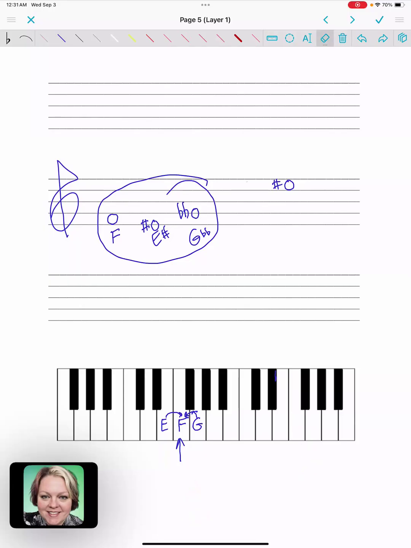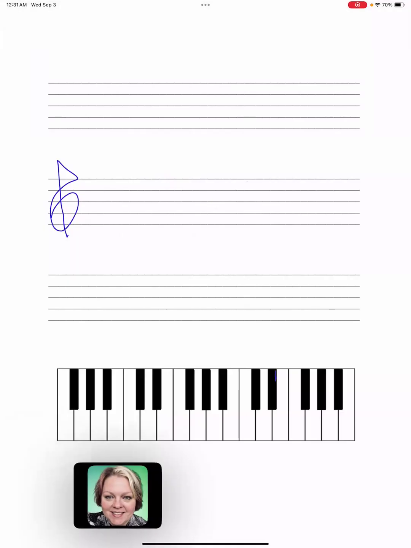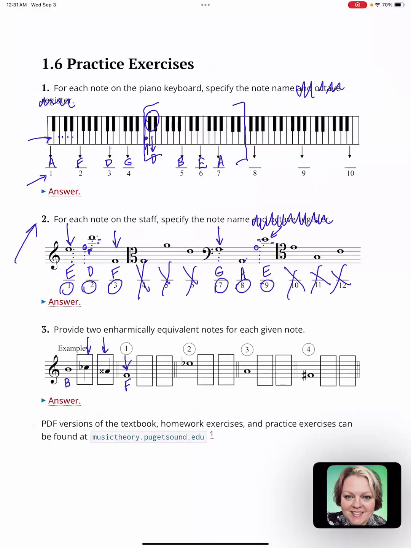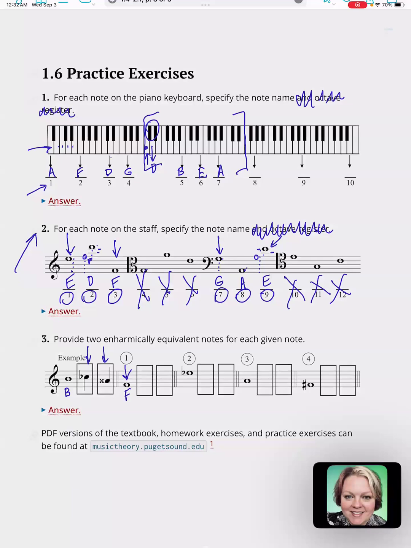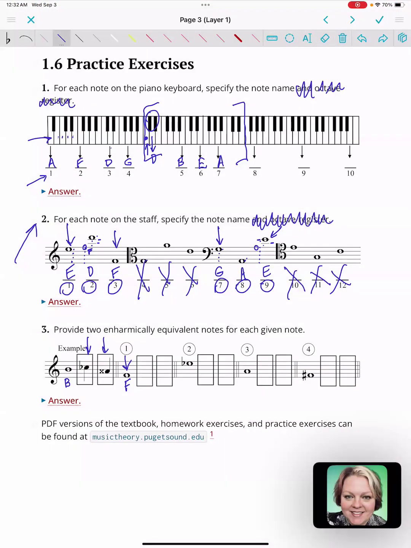All right, let me erase this. And I'm going to go back to the practice exercises. Let's get all of the given notes first. So number 2 here, we have an E flat. Number 3, we have an A. Number 4, we have an F sharp. So we've got the E flat, the A, and the F sharp.